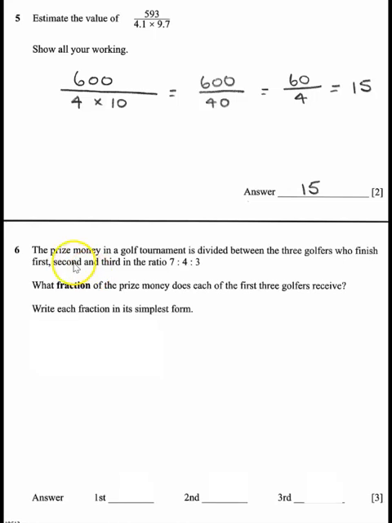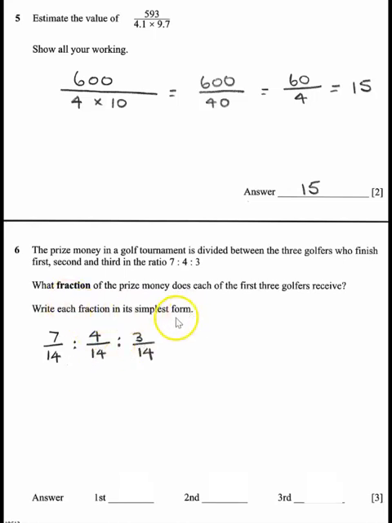For question 6, the prize money in a golf tournament is divided between the 3 golfers who finish first, second and third in the ratio of 7, 4 and 3. What fraction of the prize money does each of the first 3 golfers receive? Write each fraction in its simplest form. So the way we look at it is, we add your 7, 4 and 3, which ends up being 14. And we do 7 out of 14, 4 out of 14, and 3 out of 14.